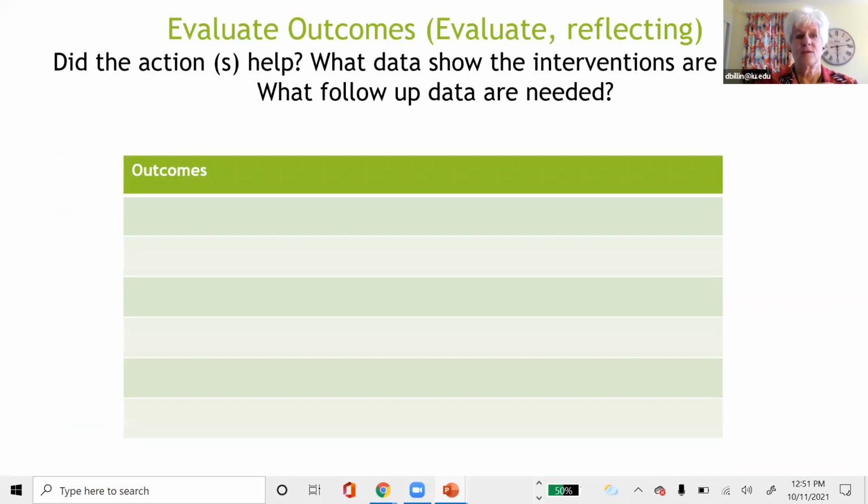Okay, so the question here at the end, on the evaluation, is: did what the nurse do help? And how do we know that? What data do we have that shows that the interventions or actions, steps are working, the implementation stage? And what follow-up data? Maybe sometimes we can ask that question too. So here I'll entertain information in the chat. What do you think happened, and what outcomes did we achieve?